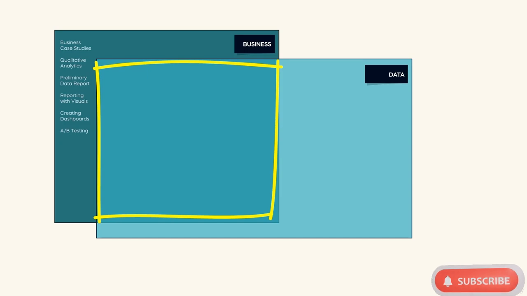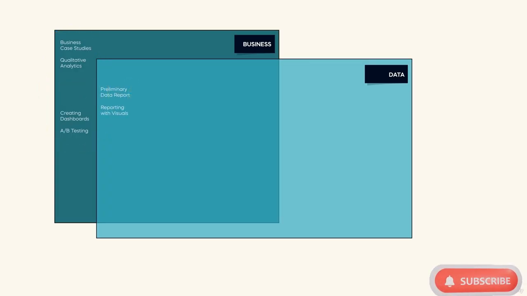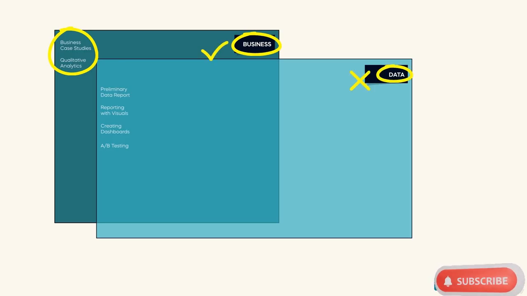So let's see. Which of the subfields from our list represent a business activity involving data? Well, you'll need data to create a preliminary report, a visual representation of the performance of your company for last year, a business dashboard, and, as you will see in a minute, to do A/B testing to choose the best next versions of your product. So, these four labels can sit comfortably in the overlapping area. Great! The other two terms, business case studies and qualitative analytics, get left behind as they belong only to the sphere of business. They are not related to working with data, meaning quantitative data.